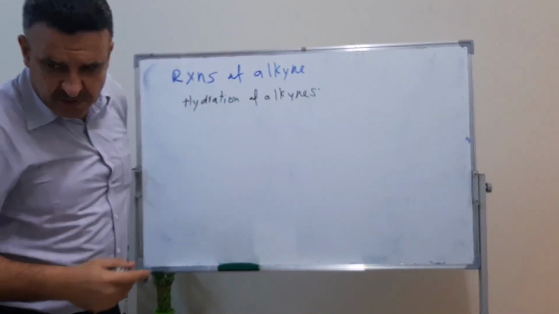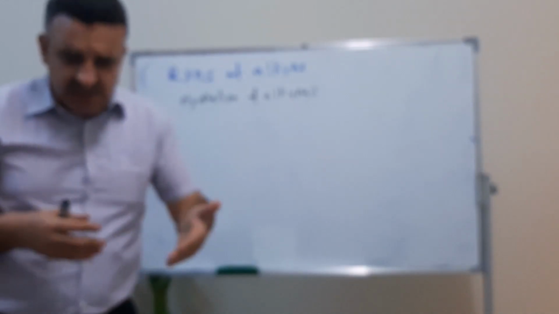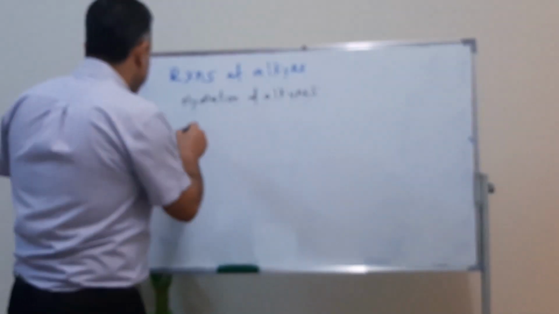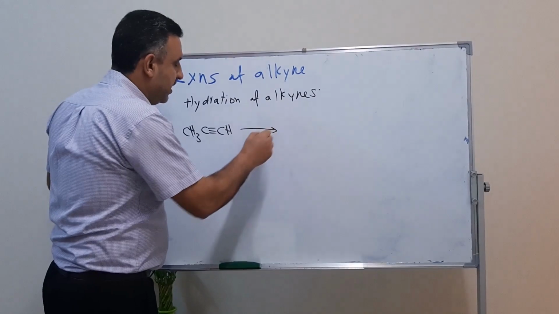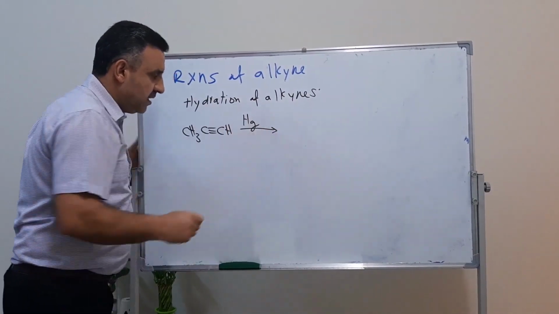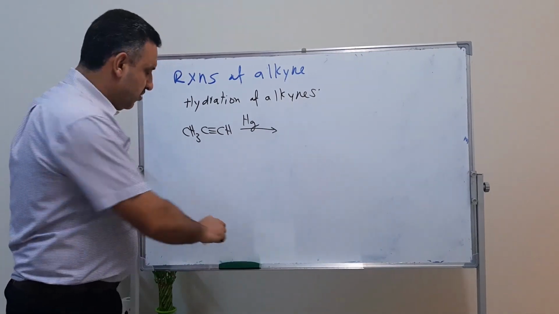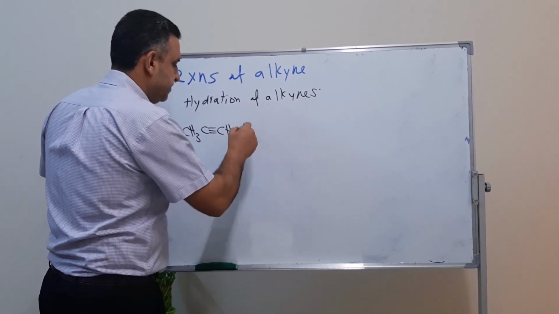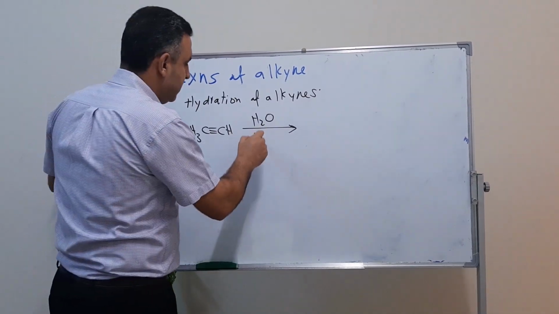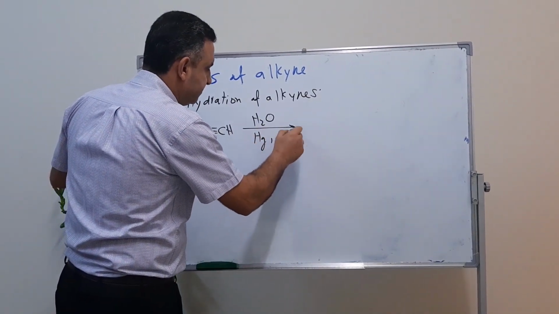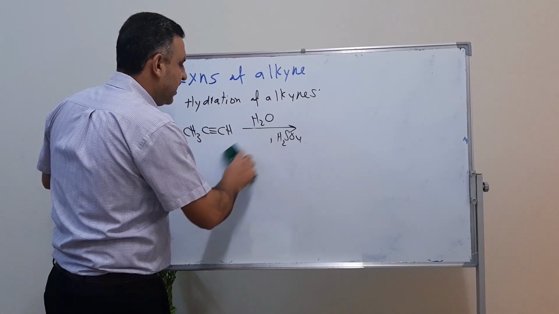Hydration of alkynes should follow the same pattern as hydration of alkenes, but there are some slight differences. For example, if we take CH3 C triple bond CH and allow it to react with mercuric acetate, or adding H2O in the presence of mercury and sulfuric acid and mercuric sulfate. It's like a catalyst actually.